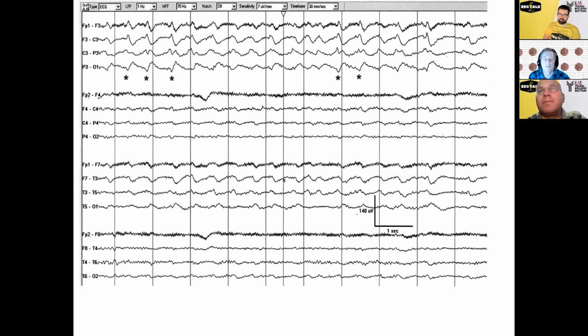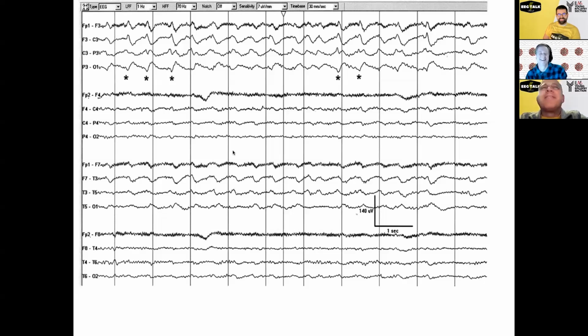What do you think? Is it lateralized, generalized? Yeah, lateralized. Left. It's clearly on the left. And what do you think these asterisks are for? Oh, those probably just are added in by a person. I bet those aren't cerebral.